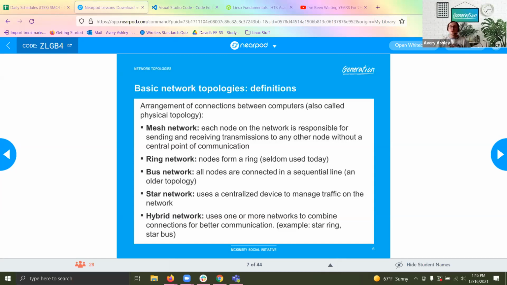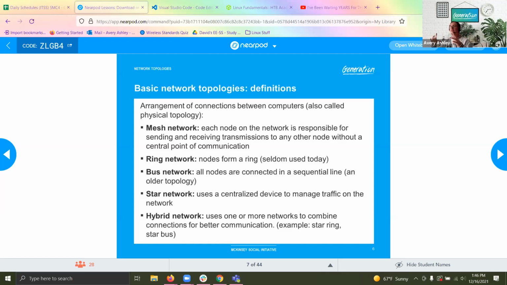And mesh, we're going to think of like mesh lining, almost like a net or a spider web, where each device, each endpoint is connected to each other. There's a direct connection to each and every single node on that network. It is very expensive, but it's got a lot of redundancy.